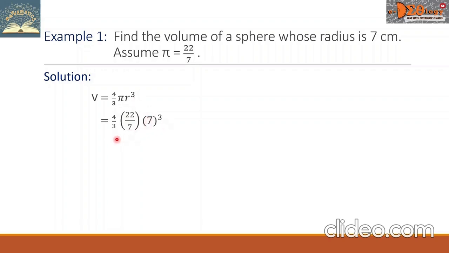We can multiply the two fractions. 4 times 22 is 88, 3 times 7 is 21, and the cube of 7 is 343. Using the calculator, we can get the final answer as 1,437.33 cubic centimeters. This is the volume.